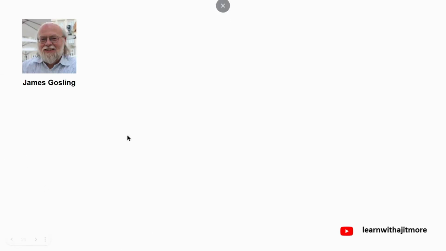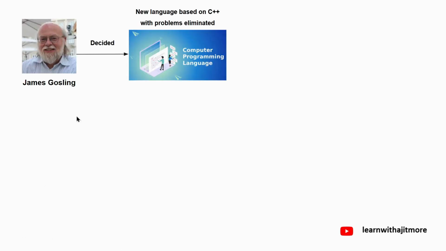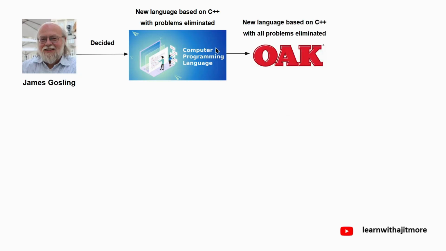So as I said, James Gosling decided to come up with a new computer programming language, a new language which will be conceptually based on C++. Same OOP concept, class, then private, public, protected, constructors, everything, for loop, while loop, data types, nearly data types also they try to keep the same. So C++ based, but the problems eliminated. And they came with a language called Oak. Oak was based on C++, but with problems removed.